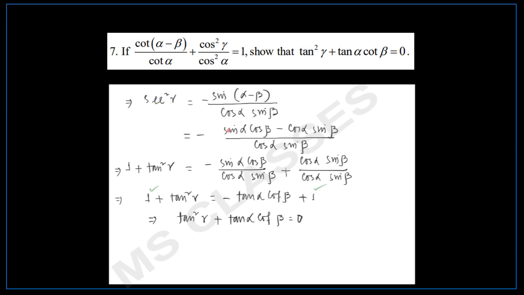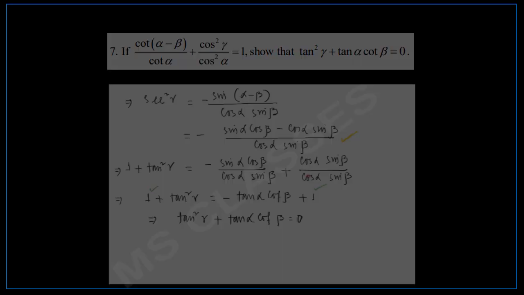Okay. After that, splitting up. Sine A minus B formula. Sine A cos B minus cos A sine B. Now, sec square gamma is 1 plus tan square gamma. Now, this by this. Sine alpha by cos alpha, tan alpha. That I think you know. Cos by sine cot, and this is 1.